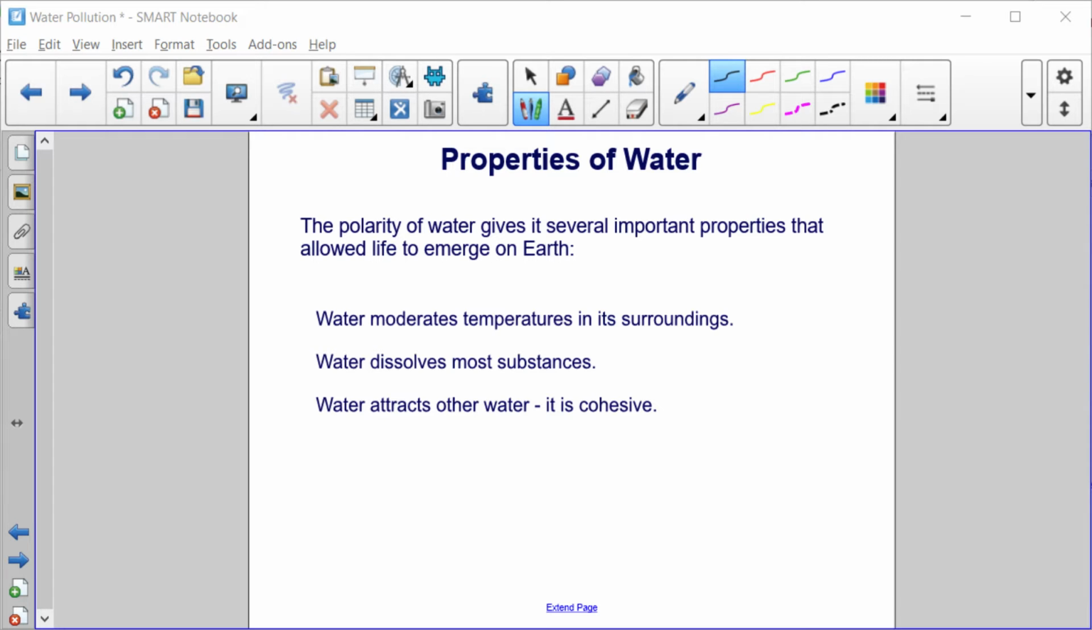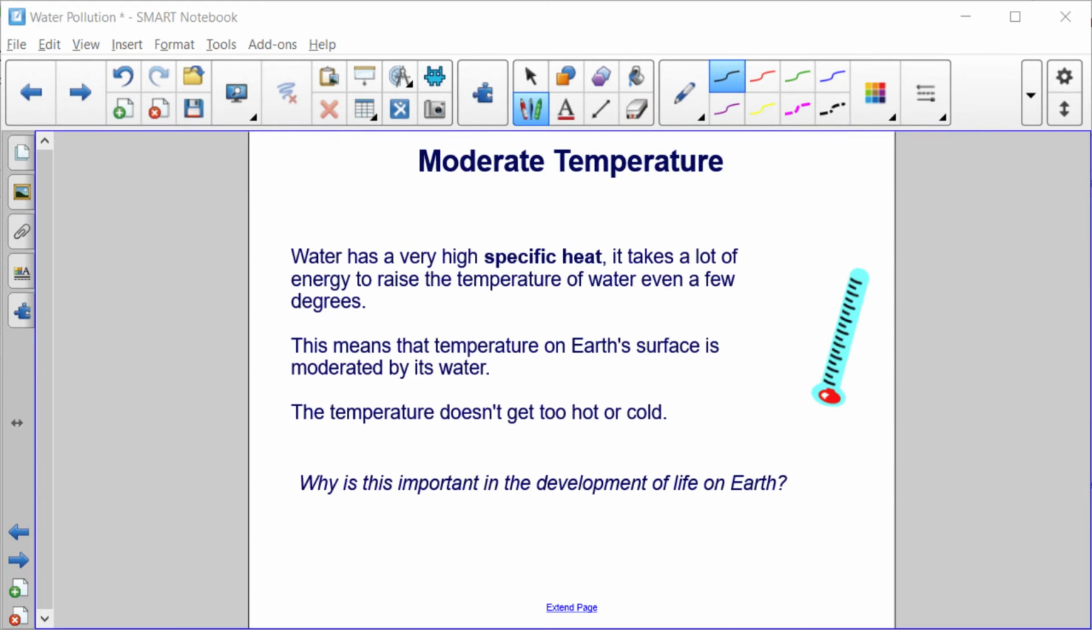1, water moderates temperature in its surroundings. 2, water dissolves most substances. And 3, water attracts other water, which is a property known as cohesion. It is cohesive. Let's talk first about how water moderates temperature. Water has a very high specific heat. That means it takes a lot of energy to raise the temperature of water even a few degrees.